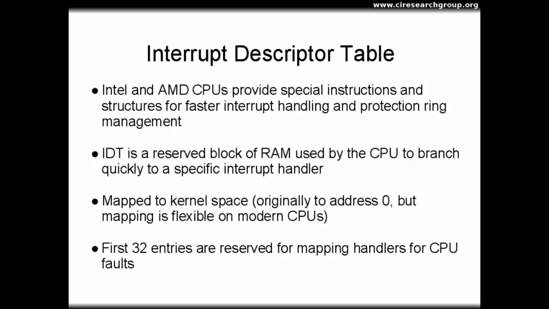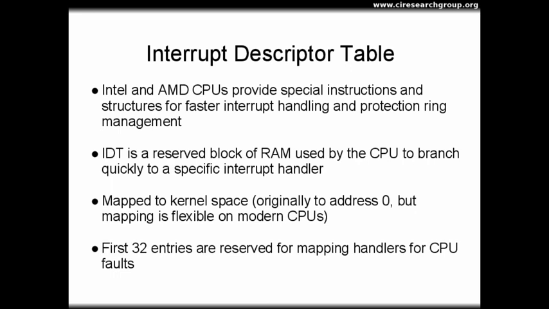On Intel-based systems, we have something called the interrupt descriptor table. And the IDT provides special instructions and data structures that are actually managed by the CPU itself so that interrupt handling can be as fast as possible and protection rings can be changed automatically. The IDT is simply a reserved block of RAM used by the CPU to jump quickly to a specific interrupt handler.